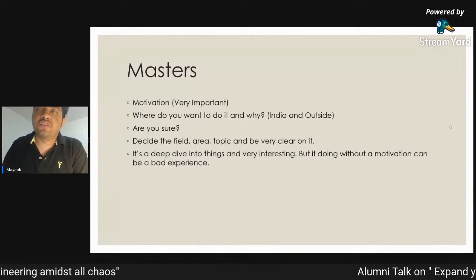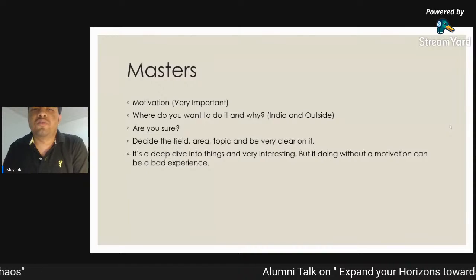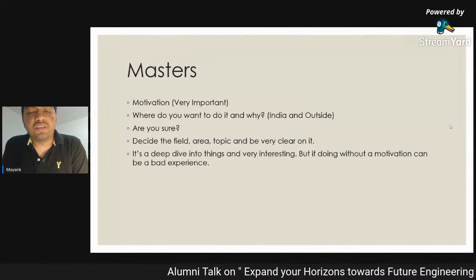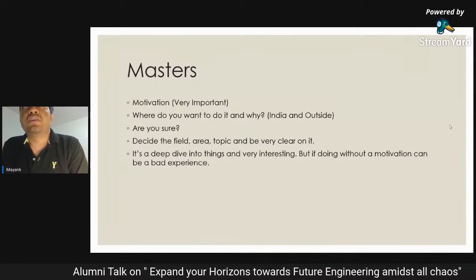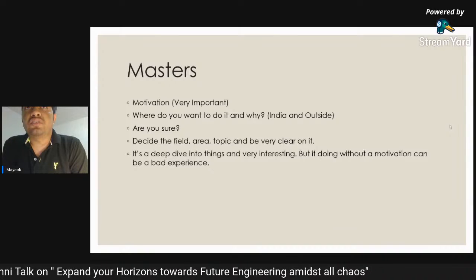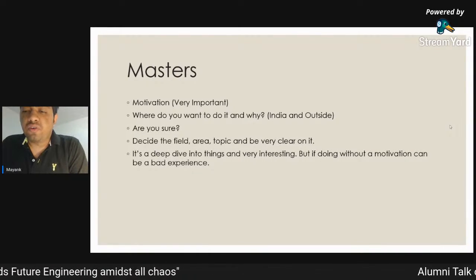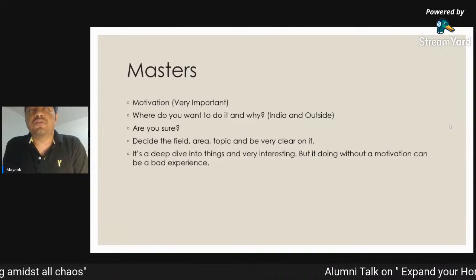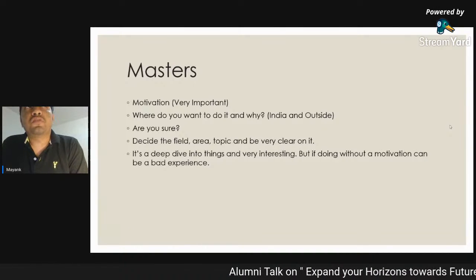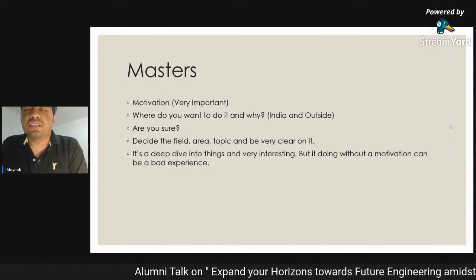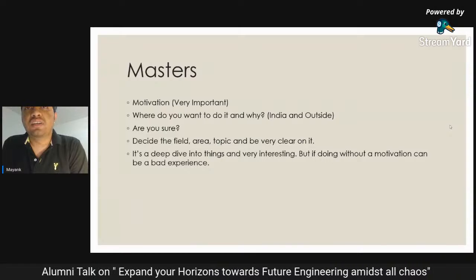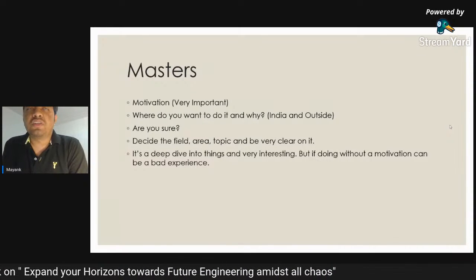So how to pick one of them, and everything depends on your interest and what you want to do in it. Decide the field, area, topic, and be very clear on it. Master's is something which is not general, at least abroad, I would say that. And be very clear on what you're going to pursue and which area you are going to pursue. If you are pursuing your masters in data science, you won't get anything on software engineering related. The subjects will be totally of data science.